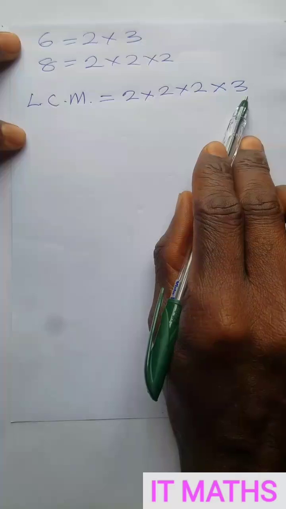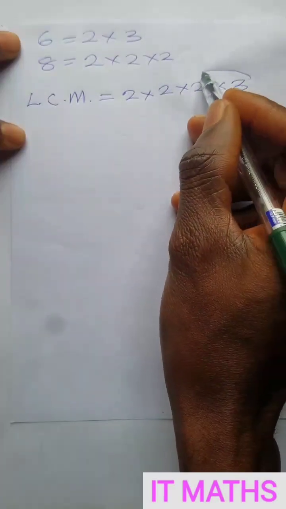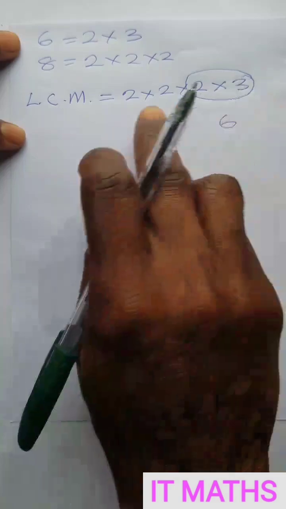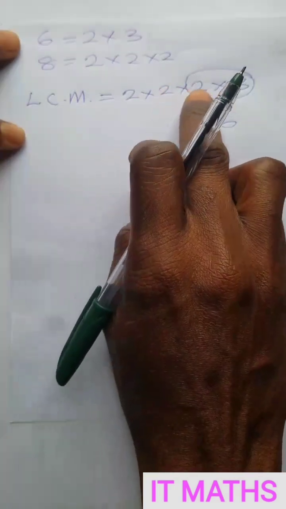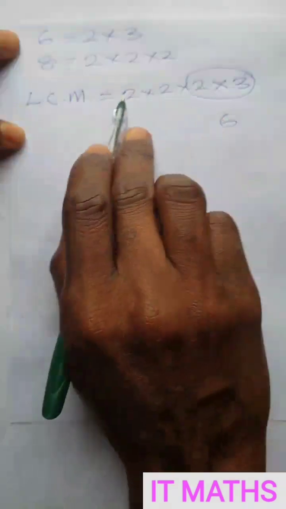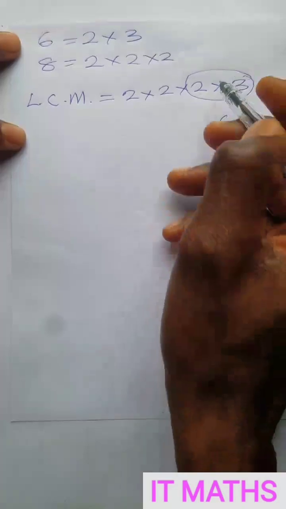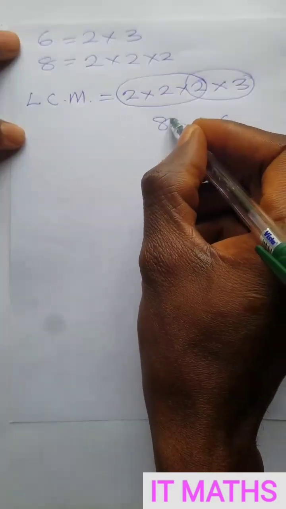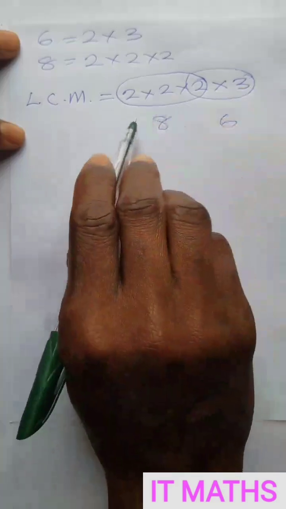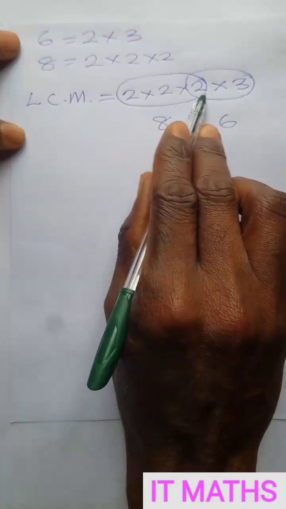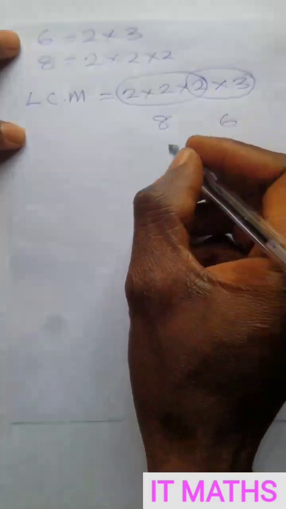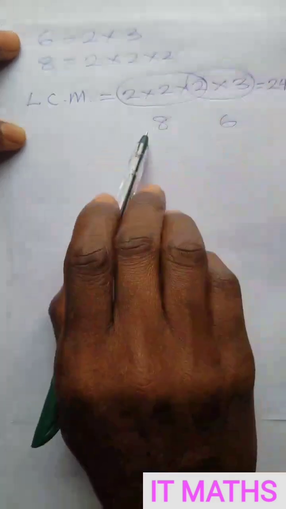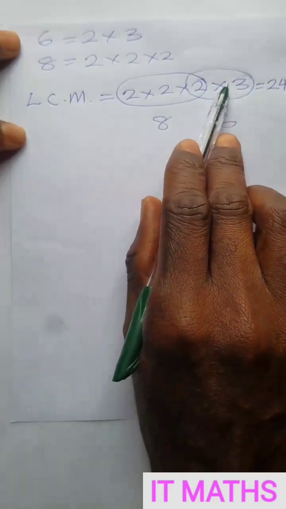Now, do I have a 6? Yes. 2 times 3 is 6. Still look at 2 times 2 times 2 times 3. Do I have 8 inside 2 times 2 times 2 times 3? Yes. Look at my 8 here. This is 8. So inside 2 times 2 times 2 times 3, which equals what? 24. I have both 8 and 6.